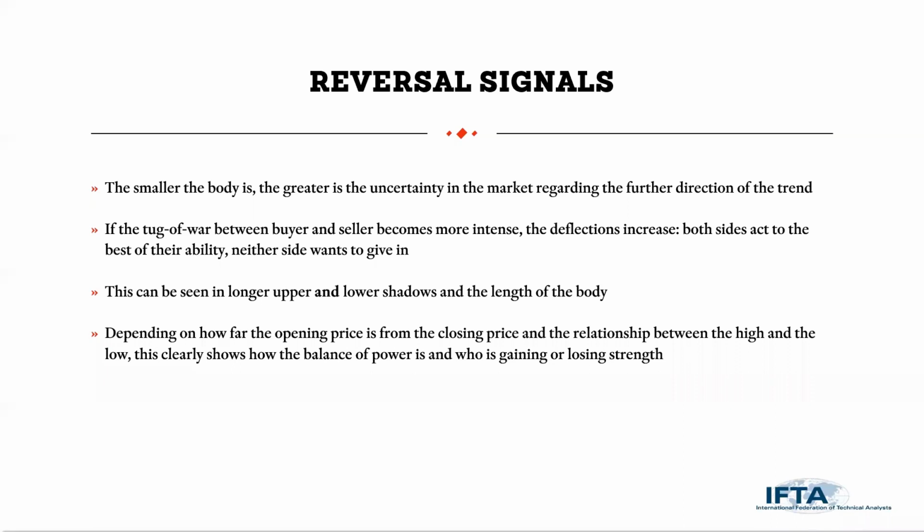And the smaller the body is, the greater is the uncertainty in the market regarding the further direction of the trend. That is, if you see just a small body and long upper and lower shadows, you see that nobody really wants to engage. It's like you're passing the hot potato to the other person because you don't want to hold it too long. And this is what happens in a period that builds such a candlestick with long shadows and small bodies. Nobody really wants to have a stock or an asset for a long period of time. So it's just buying, selling, passing it over.